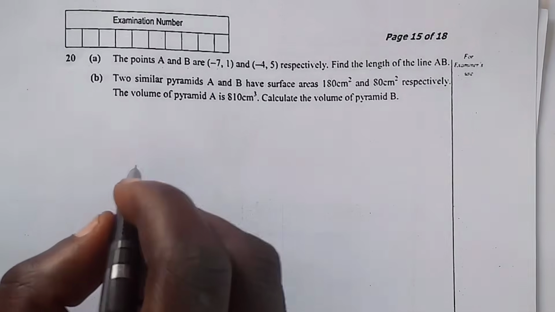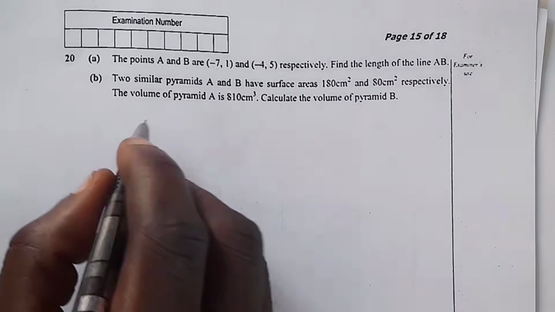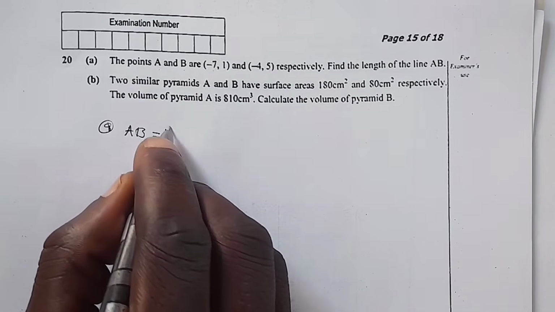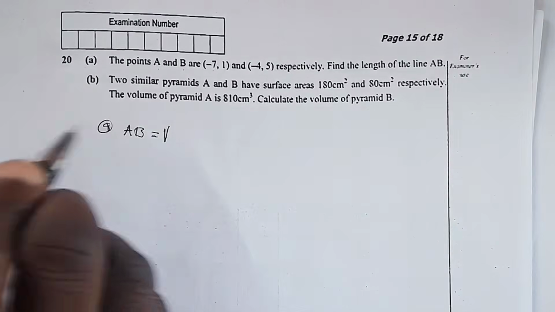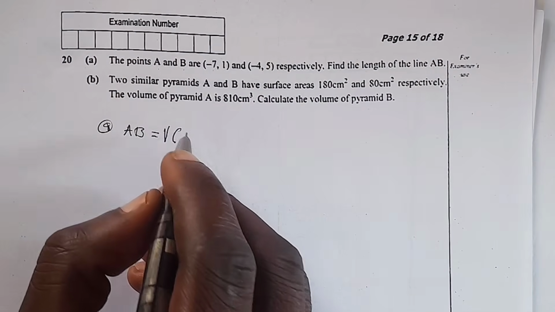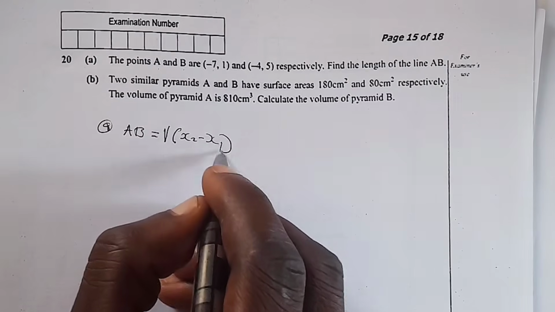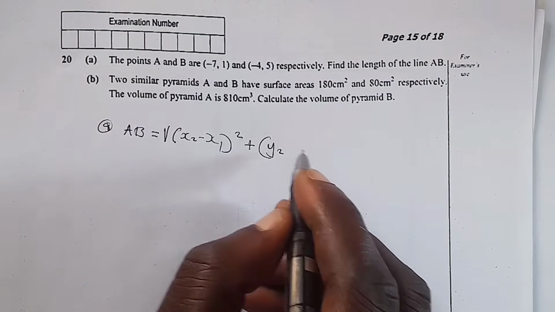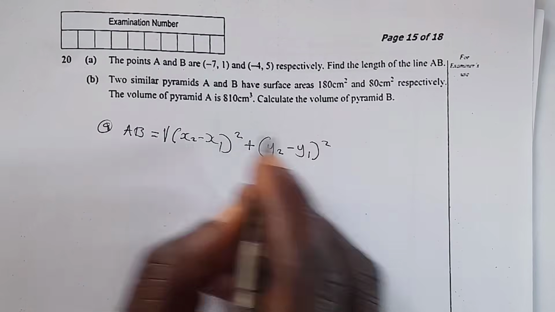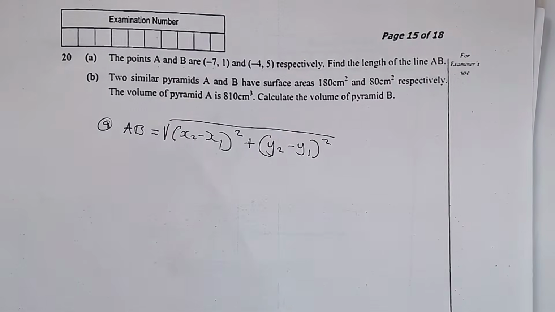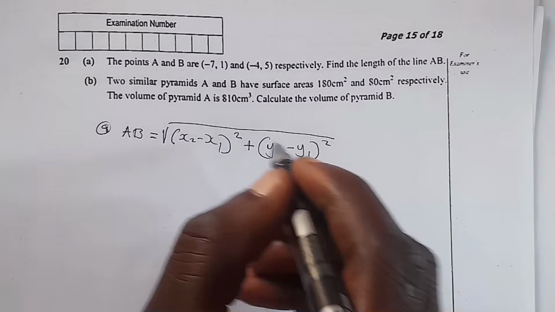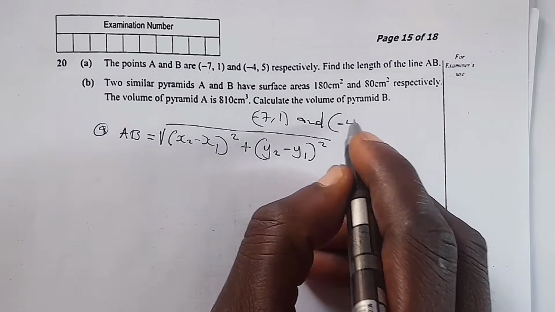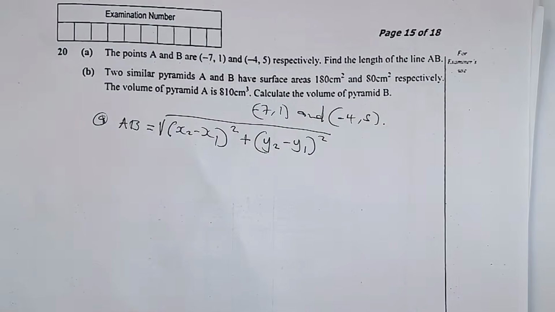So the distance between 2 points, or length, is given by the formula. Let's say AB is equal to the square root of, since we have 2 points, this is the formula: open bracket x2 minus x1 close bracket squared, then plus open bracket y2 minus y1 close bracket squared, then this is the square root. So with this information, since we have the points negative 7, 1 and negative 4, 5.